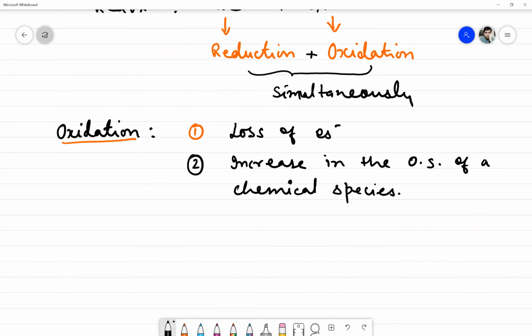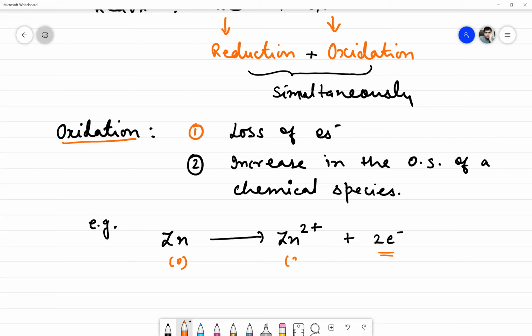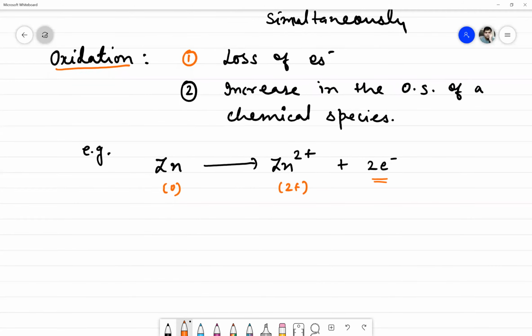Let's take an example. For example, zinc metal undergoes an oxidation reaction resulting in the formation of zinc metal ion, and two electrons are released. So in this reaction you can see that there is the loss of two electrons, and also you can notice here that the oxidation state of zinc metal is 0. On the other hand, the oxidation state of zinc metal ion is +2. So there is an increase in the oxidation state of zinc metal. So this type of reaction is called an oxidation reaction.